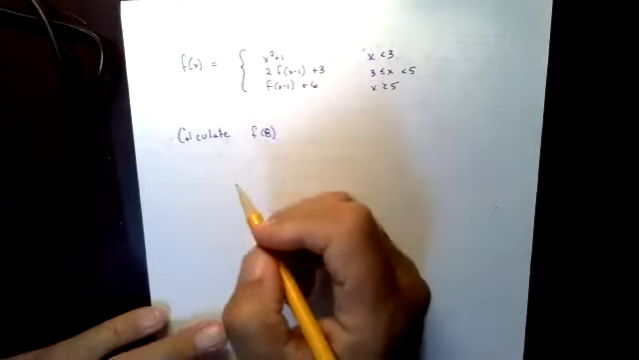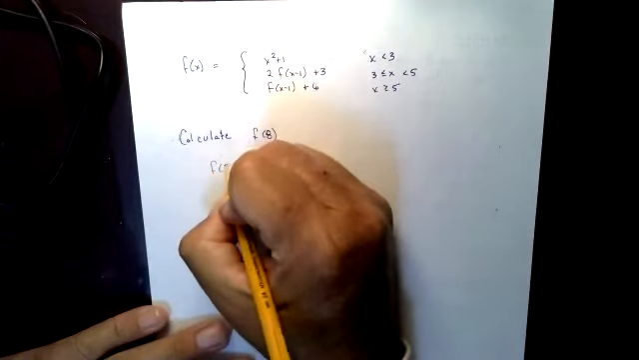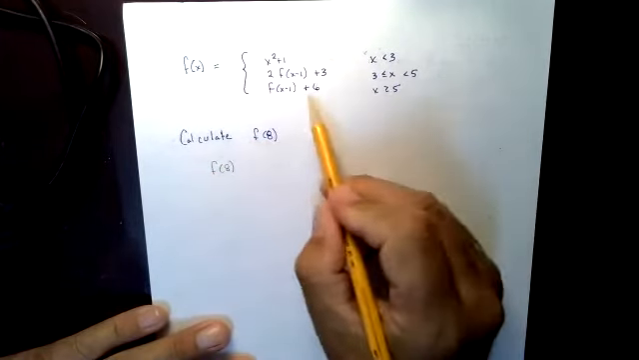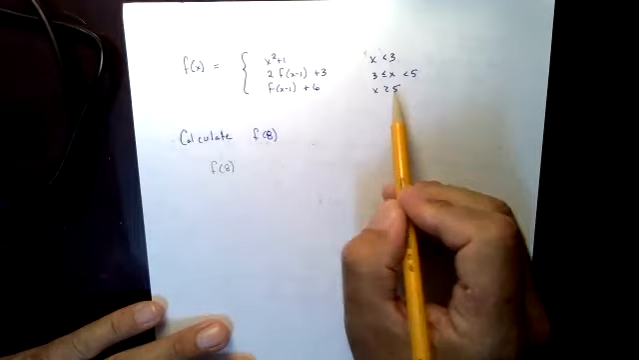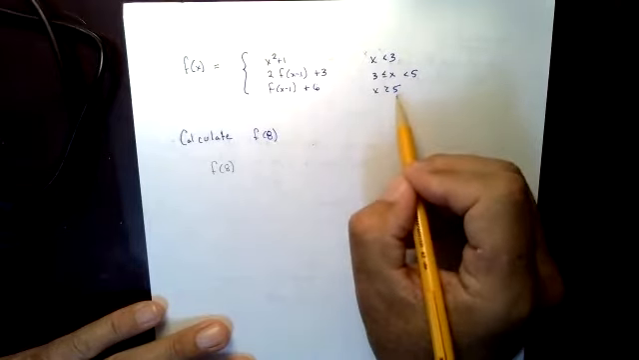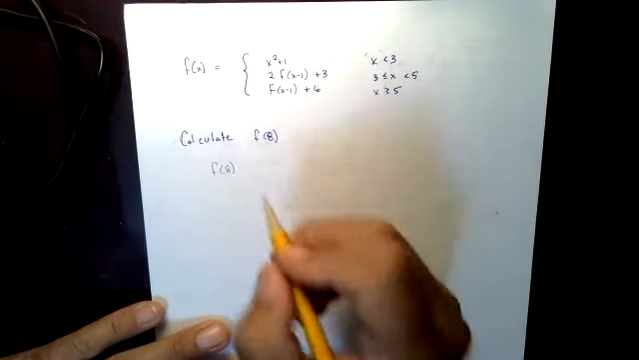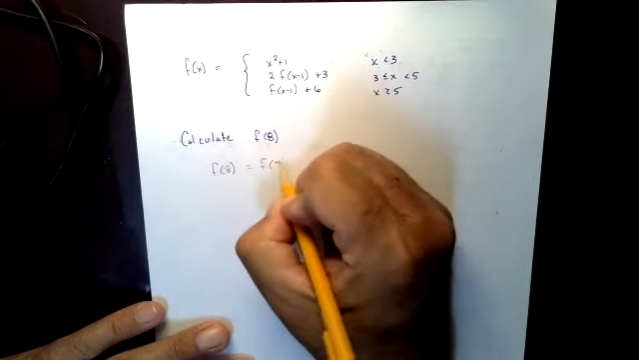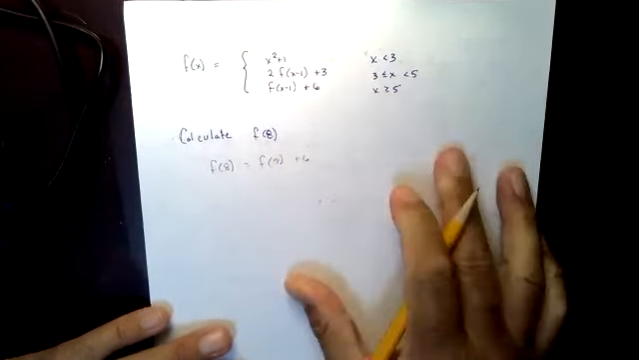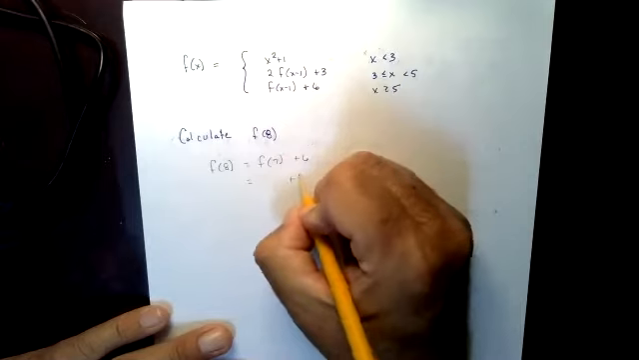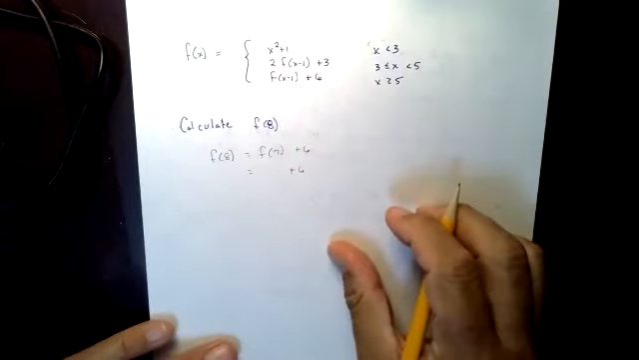But let's see, I want to calculate f of 8. And f of 8 is going to fall in this third line. It's going to fall in the domain value of x, and that's going to equal f of 7 plus 6. What is f of 7? I don't know, but I need to add 6 to it.